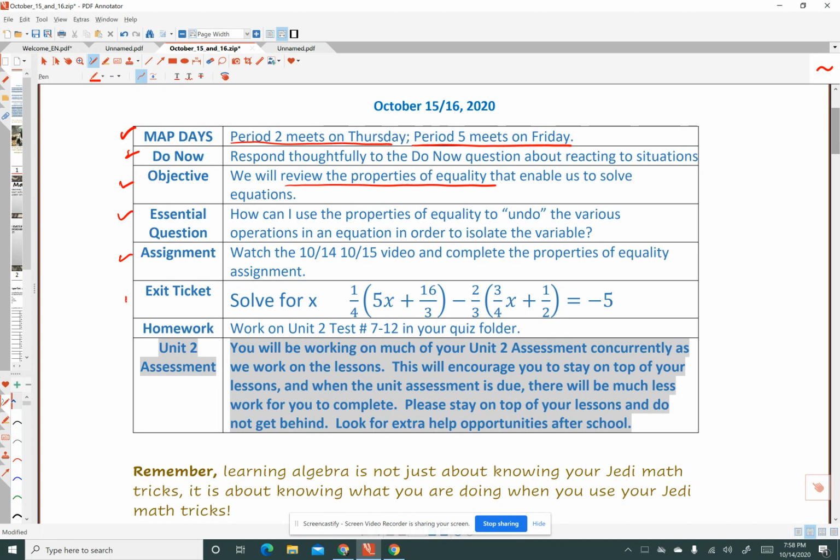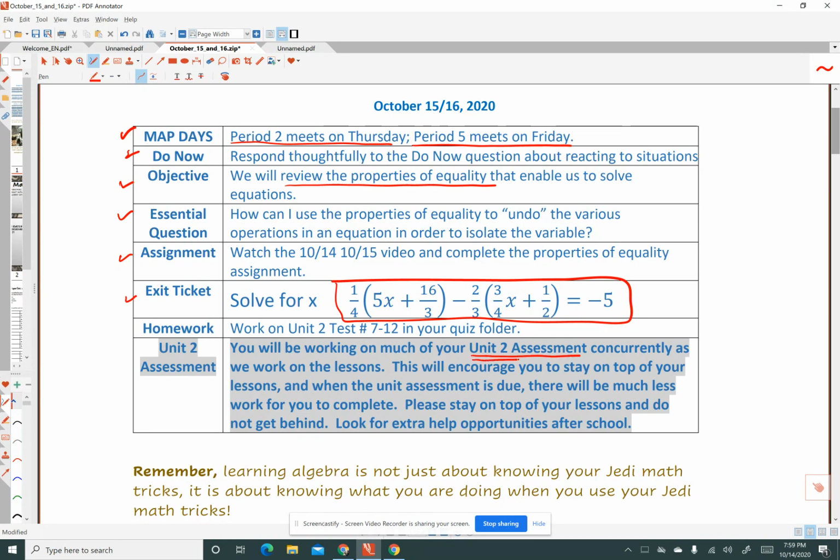I've got a little bit of a challenge for you today. I want you to solve for x in this equation. So the right side of the equation equals -5, but there's a lot going on the left side. 1/4 times the quantity of 5x plus 16/3 minus 2/3 times the quantity of 3/4 x plus 1/2, and all of that equals -5. So we're going to start working on assessments for Unit 2.